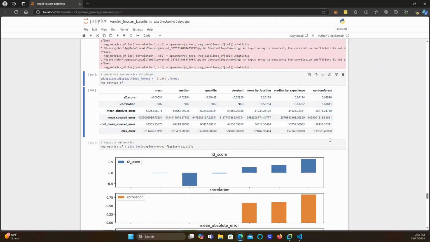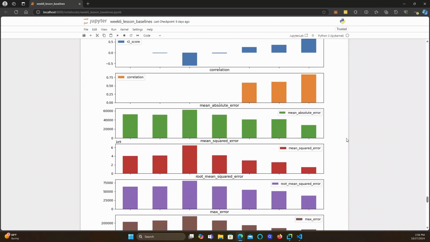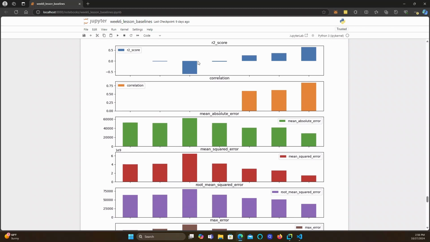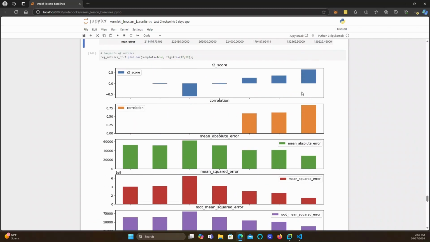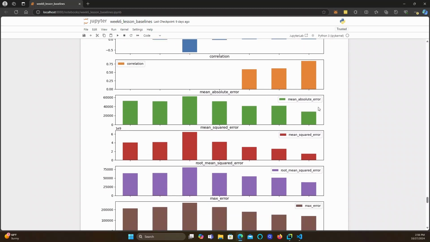Now, correlation, sorry, we're going to look at it graphically. We will talk about correlation. But if we look at this graphically, again, you can see that here you want it to be higher, and the random forest is clearly higher than everybody else. Correlation, you want this to be higher. Random forest clearly higher than everybody else.